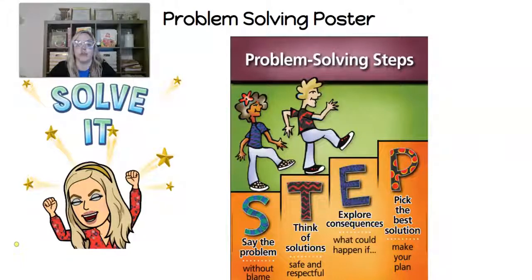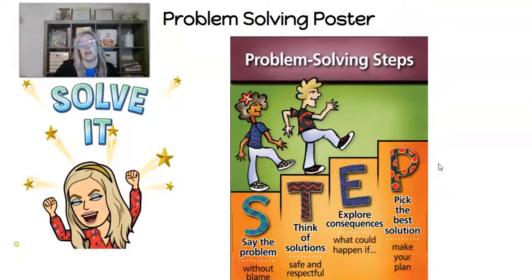So let's look at what the problem solving steps are. So S is say the problem without blame. T, think of solutions that are safe and respectful. E is explore consequences. What could happen if... And P is pick the best solution and make your plan. Okay, so remembering the word step can help you remember the problem solving steps.